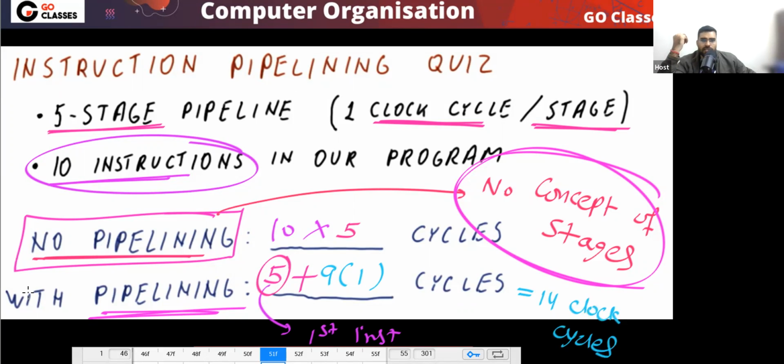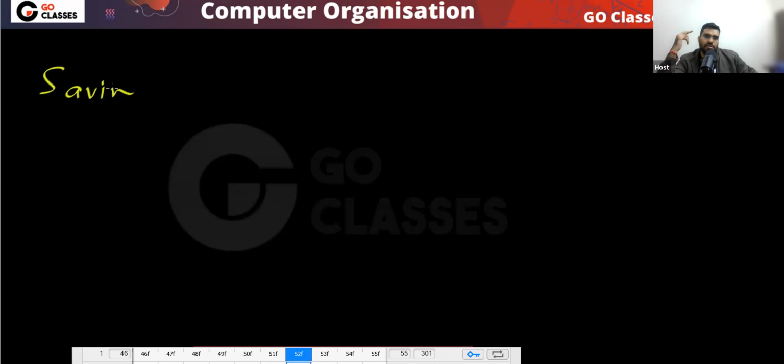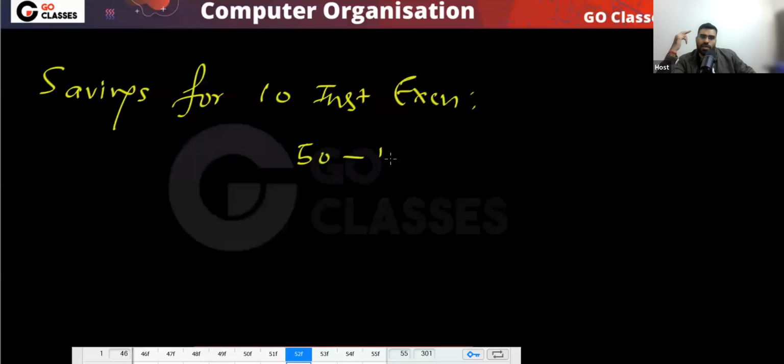Okay, is this clear? What is the speed up for 10 instruction execution? Forget about speed up. What are the savings? How much time are you saving for 10 instruction execution? That will be 50 minus 14, right? Yes or no? If I ask you savings for 10 instruction execution, that will be 50 minus 14. These many clock cycles you are saving.